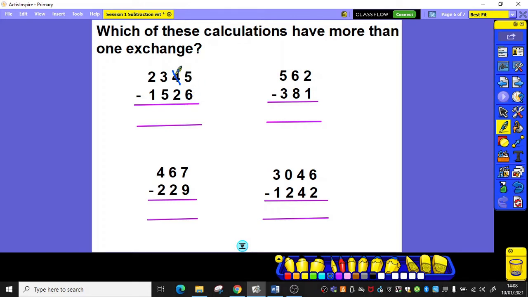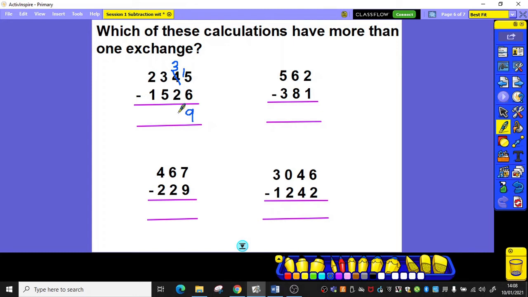Therefore, I'm going to need to exchange a 10. This will become 3 tens, and I take my 10 across. I've now got 15 subtract 6. The answer is 9. Now at this point, we should be using the inverse operation to check our calculations. 9 added to 6 would take me to 15, therefore I know I've got the correct answer.